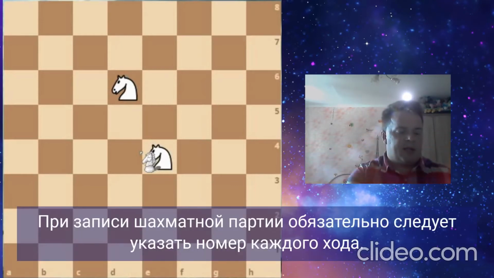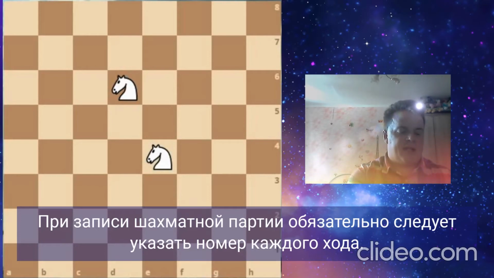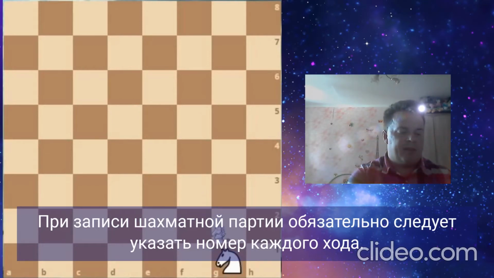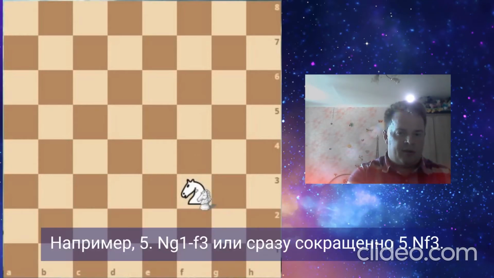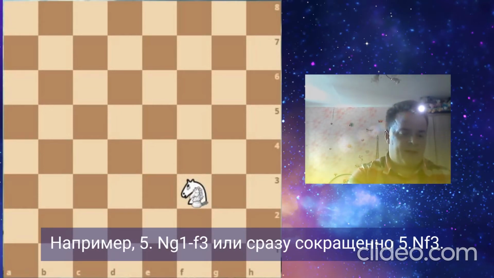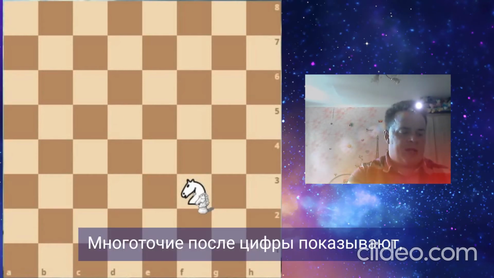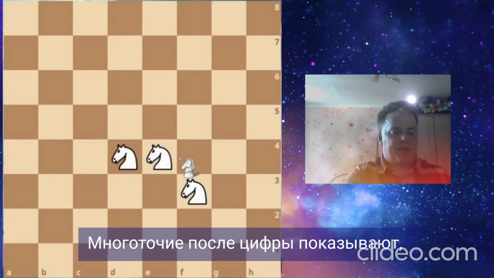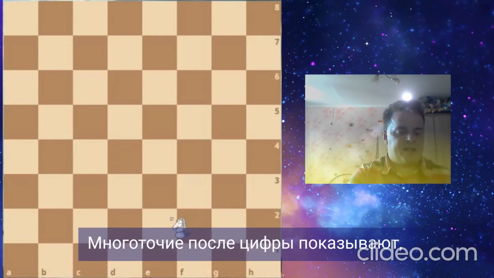When recording a chess game, be sure to indicate the number of each move. For example, 3. knight G1 to F3 is white's move, and the ellipsis after the numbers shows that black made the move.